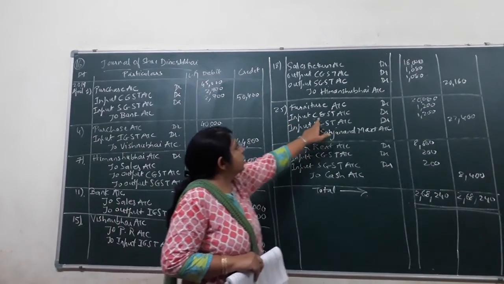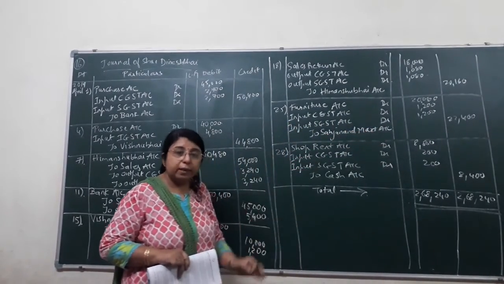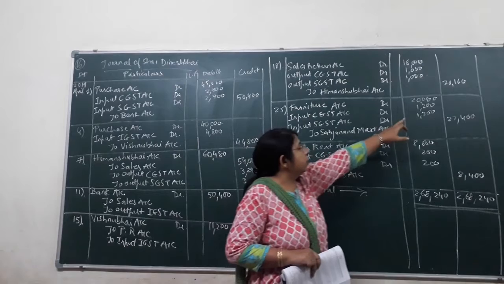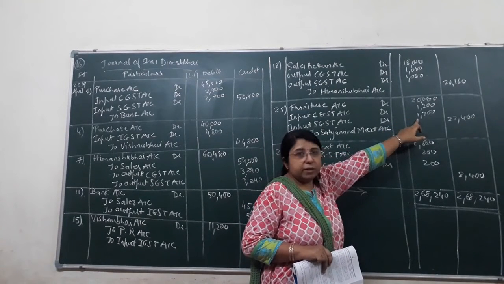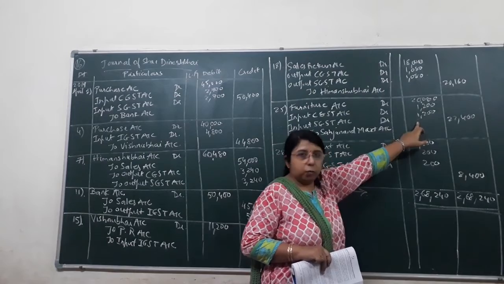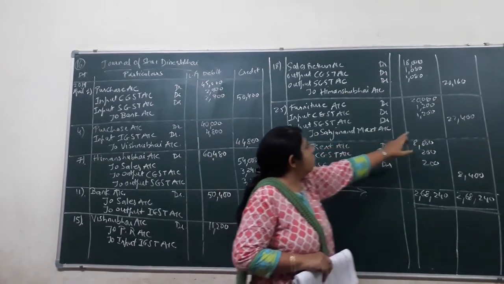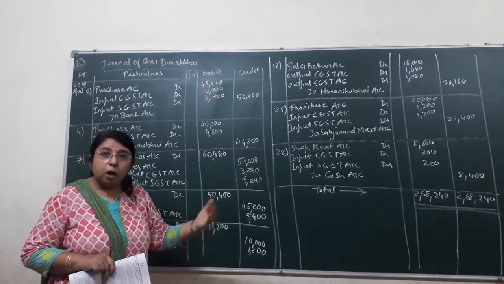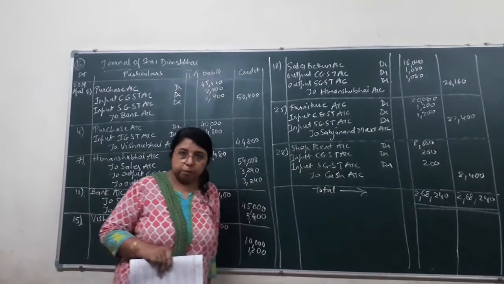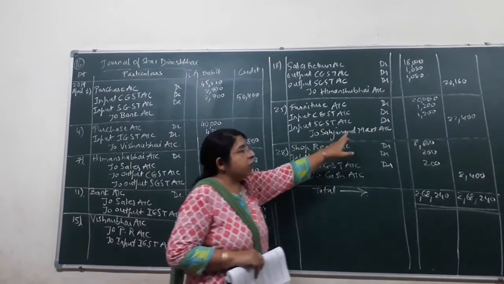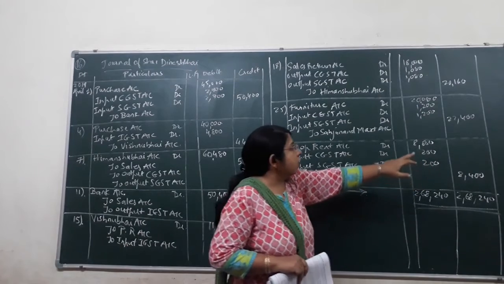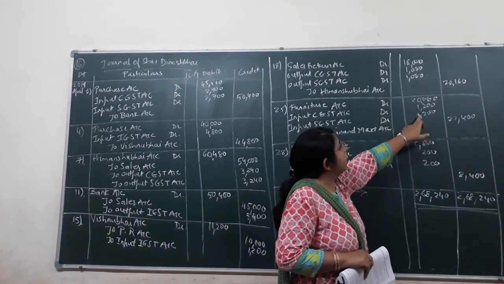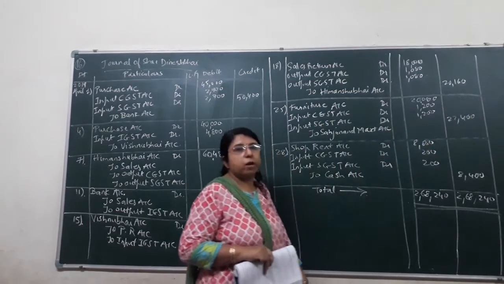So input CGST account debit, that is 1,200, on 20,000 at a 6% rate of tax. The same amount will be for SGST, 6% and 6%, so 1,200 and 1,200. Sarjana Mart account credit, that is 22,400, because he is the giver of the cupboard worth rupees 20,000. Credit the giver as per the rule of personal account. This 22,400 is the total of the three debit amounts, 20,000 plus 1,200 plus 1,200.